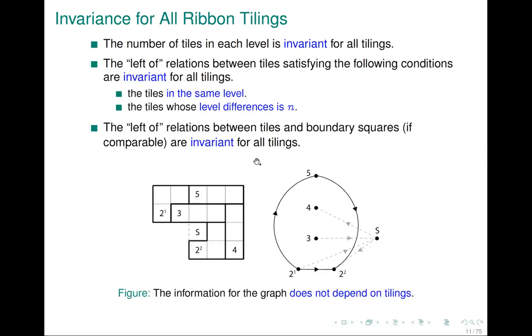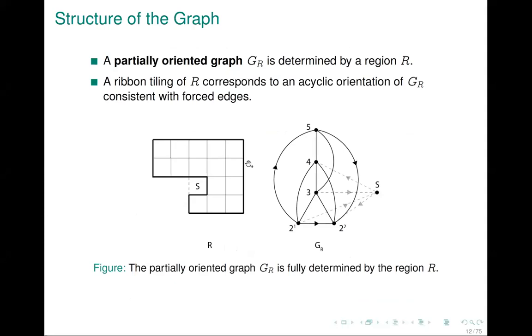Okay, and the last one is the left-of relations between tiles and boundary squares are fixed. So for example, this S will always be between these two. So 2,1 is on the left of this S, and this S will be on the left of this 2,2. So I also show it in this picture. Okay. So basically, the graph I put here doesn't depend on tilings at all. It only depends on this region. Okay. So maybe from here it's more clear. So ignore the tilings. We only have this region, and we can construct this plot.